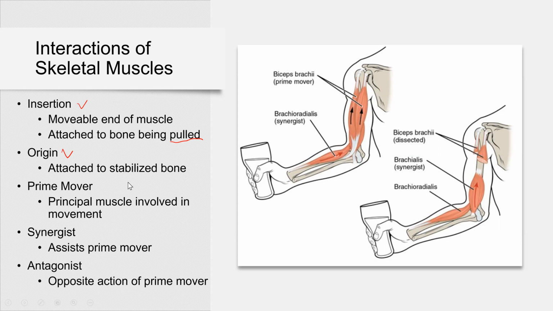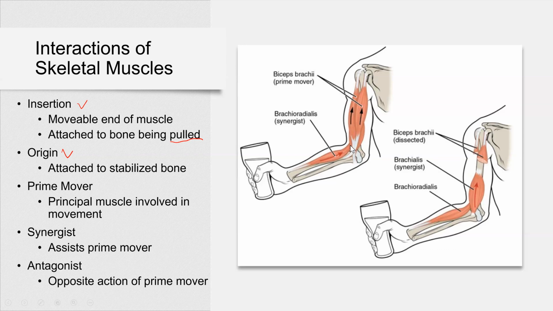So we can divide muscles into prime mover, synergist, and antagonist. Prime mover is a principal muscle involved in a movement at a particular joint. Synergist assists the prime mover, and antagonist opposes the action of the prime mover. Right, so for example, if we take the biceps brachii muscle, this will be our prime mover at the elbow joint. So it's actually going to pull your forearm towards your arm, right?